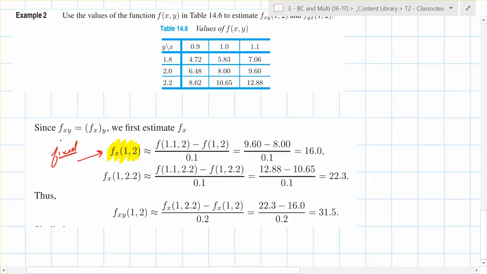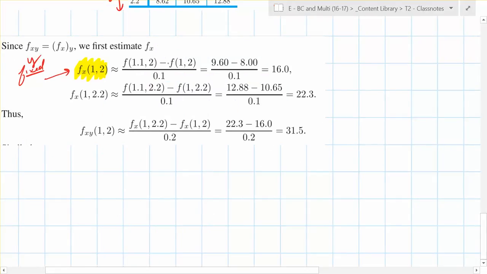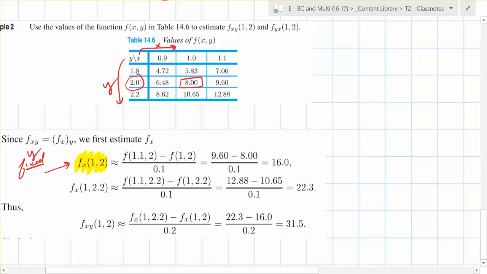Y is fixed, right? So we're going to the point 1, 2. Where's 1, 2? It's this one right here, correct? There's 1, 2. Everybody's with me? So these are y values, right? Those are y values, and these are what? X values. So what are we doing here? You're going forward and backwards. You're keeping y fixed. So y fixed is the 2 value. That's this one, right? So what do you do? You're doing 9.6, which is right there.